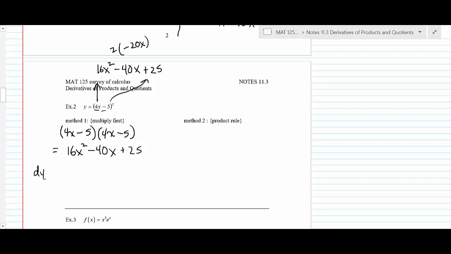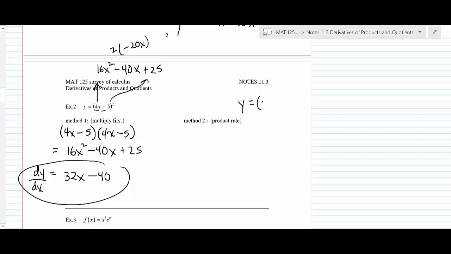Okay? Now, tell me what the derivative is. 32x minus 40. Good, that's it. Problem done. So we're going to do this one with the product rule just to kind of get you comfortable with how to do that. So I'm going to write this down as y equals, it's just 4x minus 5 times 4x minus 5. Okay, now the way I just did the problems is easier than the product rule, but we want to go ahead and do it this way.